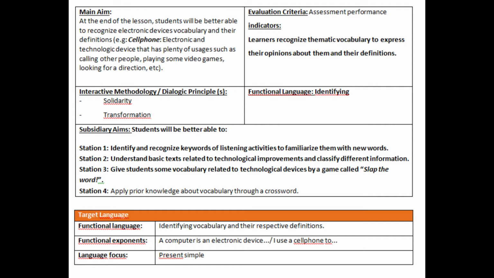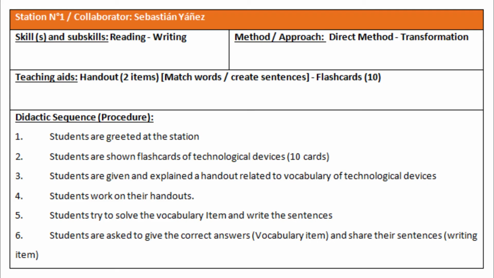knowledge. This lesson is composed of 4 stations in which students will have to learn by games or by looking at pictures. In station number 1, vocabulary will be introduced to students through flashcards that include an image of a technological device such as computer, keyboard, flash drive, etc., and a short definition. It is recommended to tell students to take notes about these flashcards. Then, students will receive and explain a handout of two items in which students have to match a word seen in the flashcards with a definition or explanation.